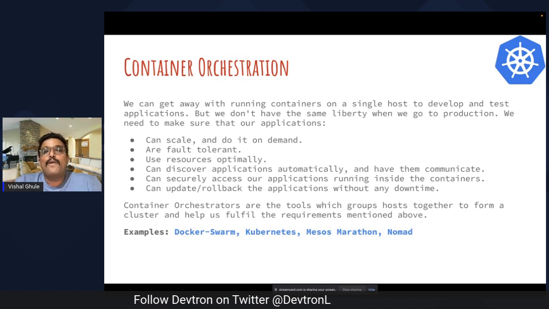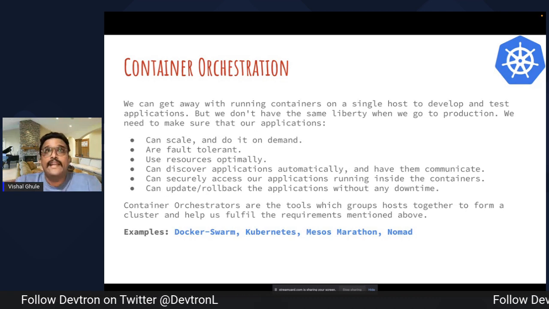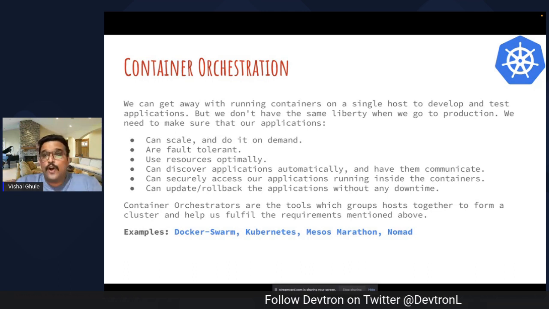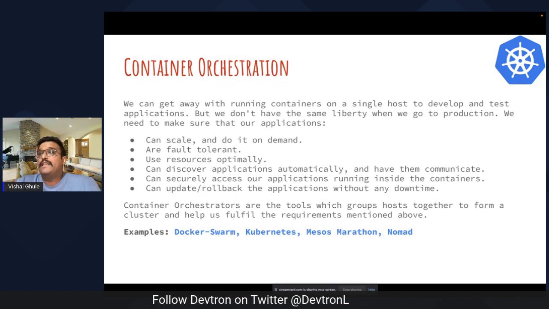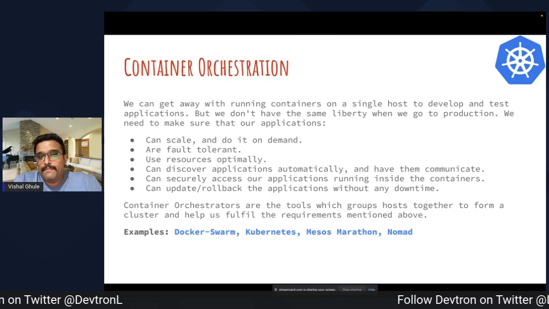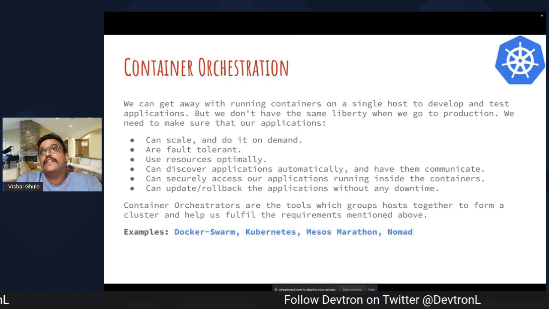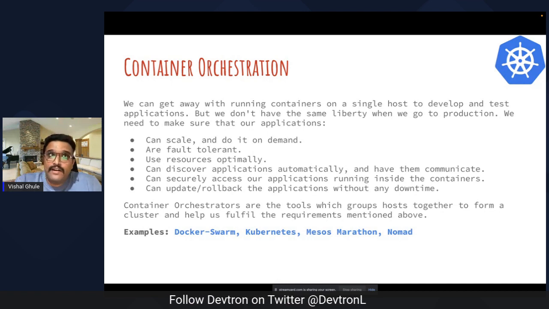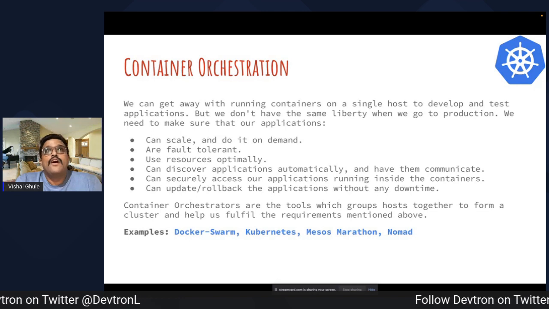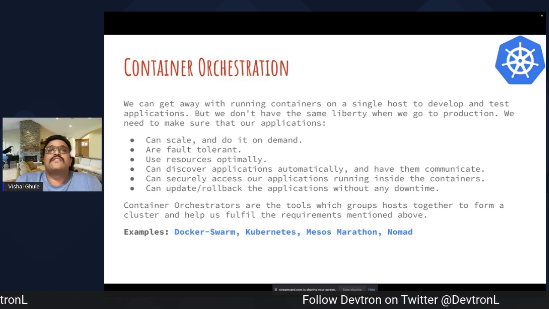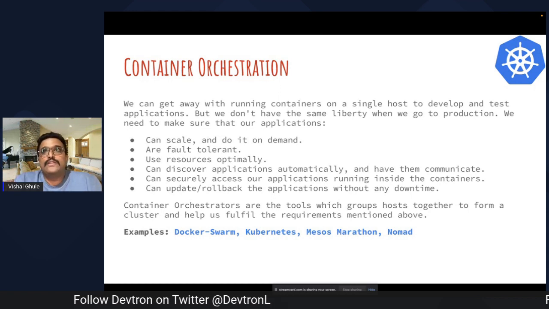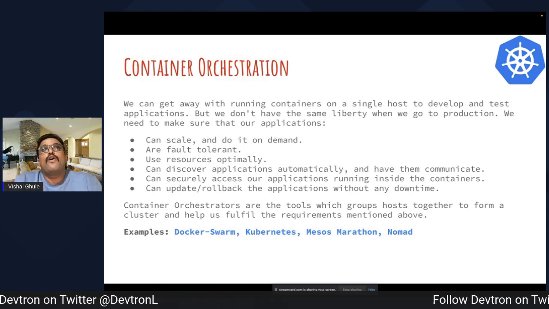We need to make sure that our applications running in production are highly scalable, highly fault tolerant, and use the resources optimally. They can discover each other when deployed in production, by their name or by their DNS mappings. Those applications should have secure access from the outside world, and we need some methodology with which we can roll out the application's latest version, or roll back to the previous version. All these things need to be ensured when we are deploying an application as a container in production.